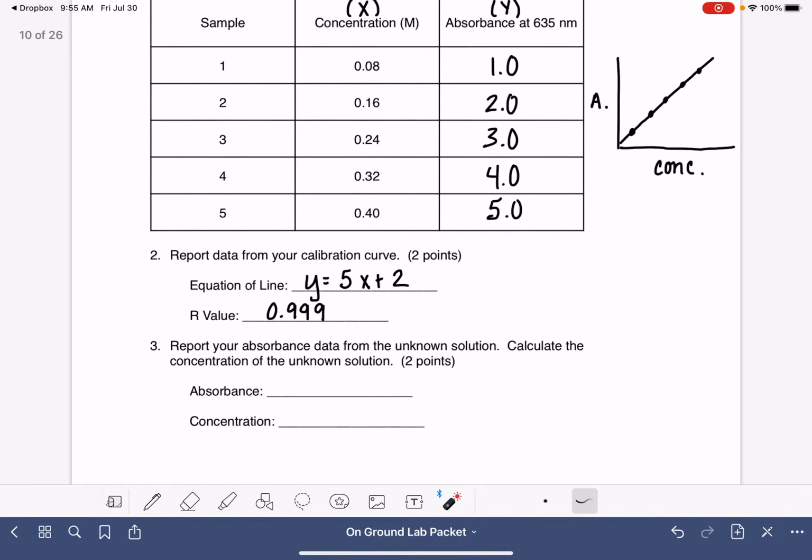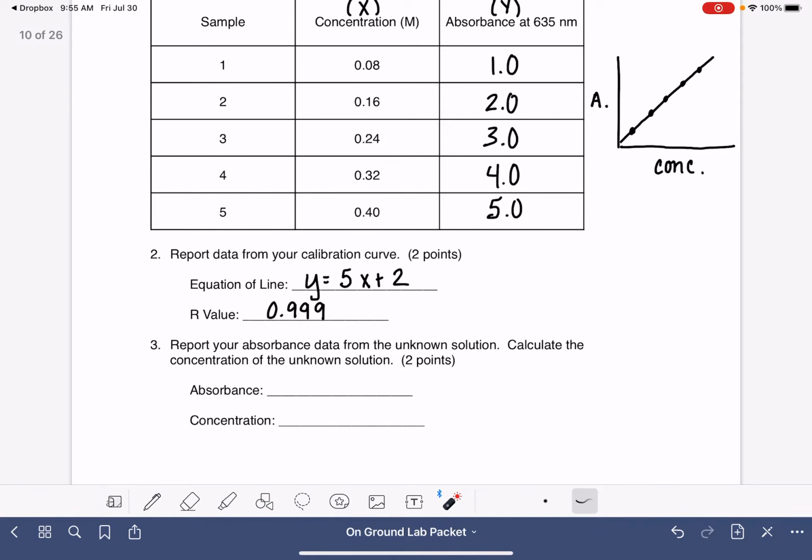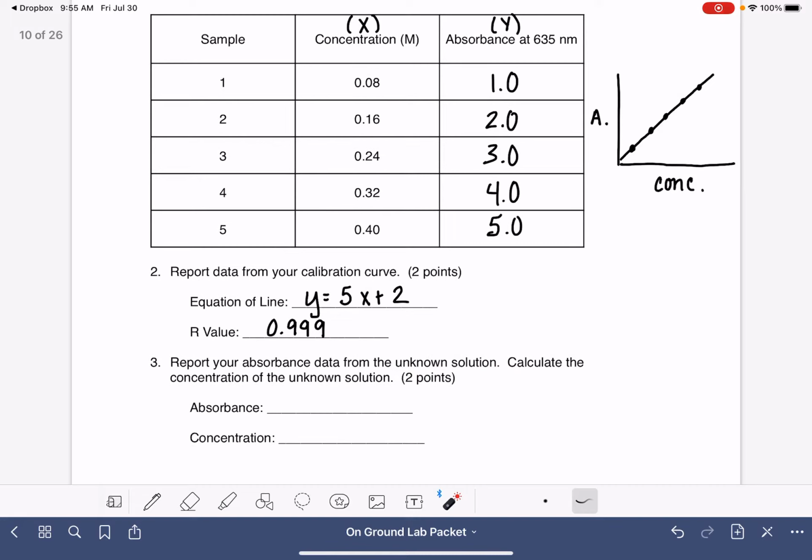Now for step number 3, you will be calculating the concentration of your unknown solution. Your unknown solution is not an unknown chemical. You know what the chemical is. The unknown component is that you don't know what the concentration is. So the molarity is the unknown, and you're going to calculate the concentration of the unknown solution.